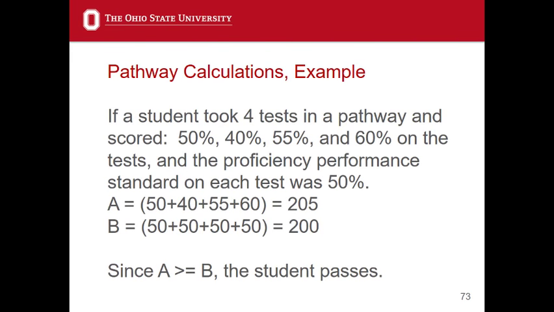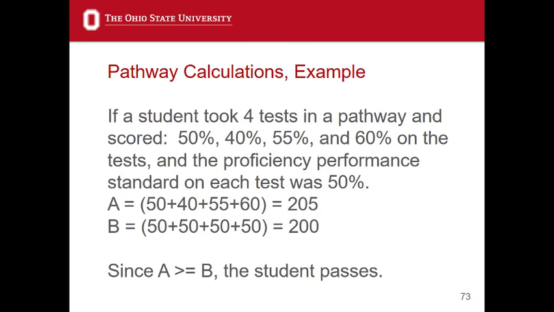Let's take a quick peek at an example. So we just have a student who's taken 4 tests. You can see on those 4 tests, they scored 50%, 40%, 55%, and 60% on those tests. For simplicity's sake, the proficiency performance standard on each test is 50%. So if we add up their scores, we say they total up to 205. If we add up the proficiency standards, they add up to 200. So voila, the student passed.